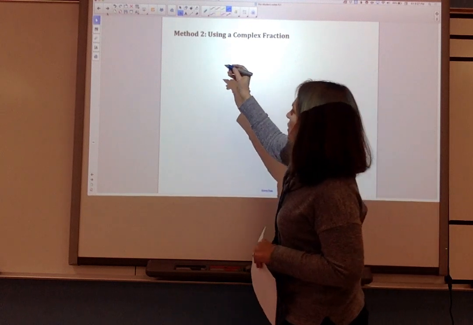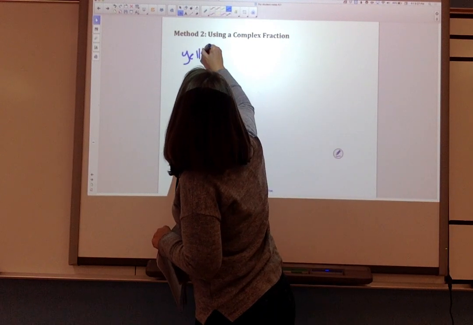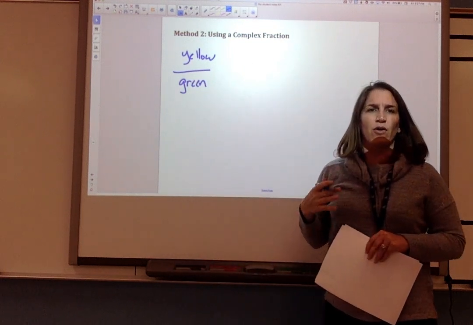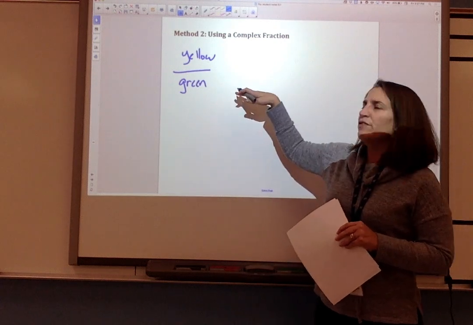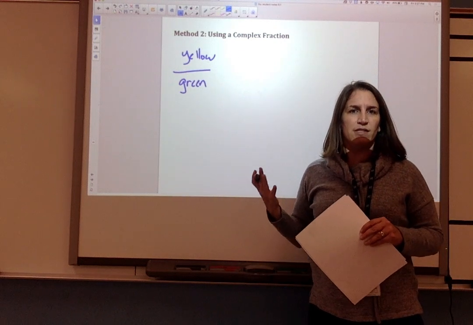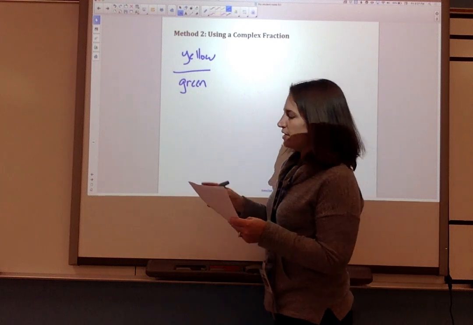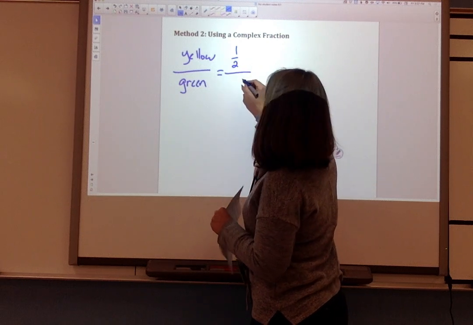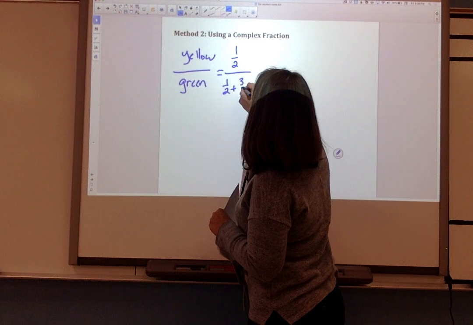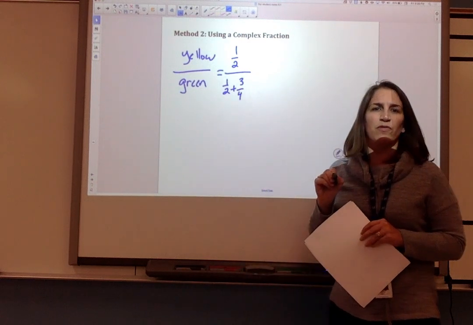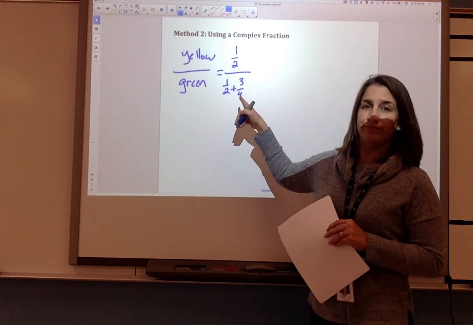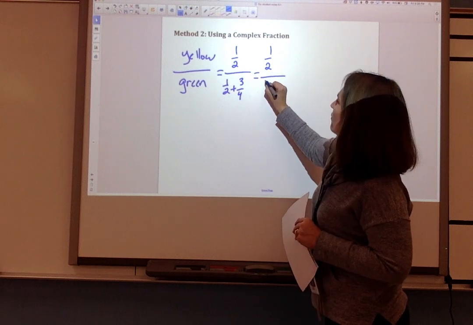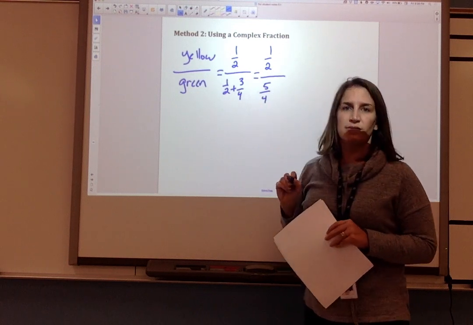So on this one, let's go ahead and start with yellow over green. So we're going to try to figure out, for any given amount of green, how much of that green solution comes from yellow, right? So we're going to start with, we knew we had 1/2 of a cup of yellow for every 1/2 plus 3/4 of a cup of green, right? This was the yellow and this was the blue. So we can simplify this to say, well, that's 1/2 cup of yellow for every 5/4 cup of green.